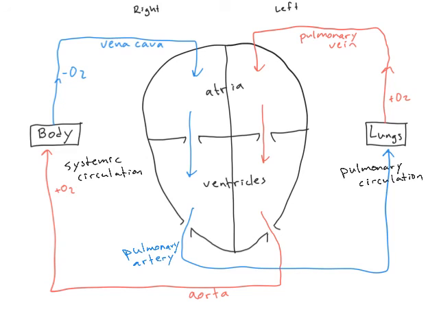So blood is always going through the lungs from the right side of the heart, and then blood is bringing oxygen to the body and leaving from the left side of the heart. So that's it. That's the entire circulatory system in a nutshell.